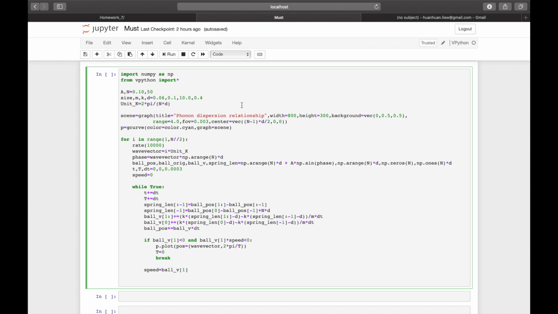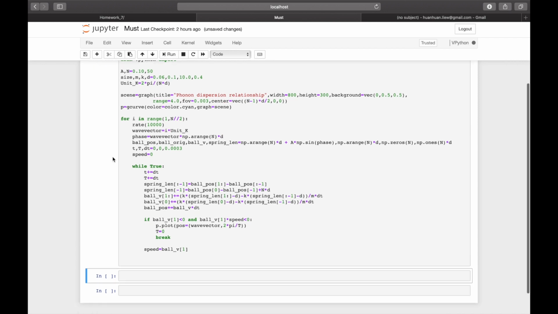The meaning of dispersion relationship is the relationship between the angular frequency and wave vector of phonons. The wave vector or wave number equals 2 pi over wavelength. The system will decide the angular frequency when the wave number is given. Before we start breaking down the code, let's take a look at my simulation.